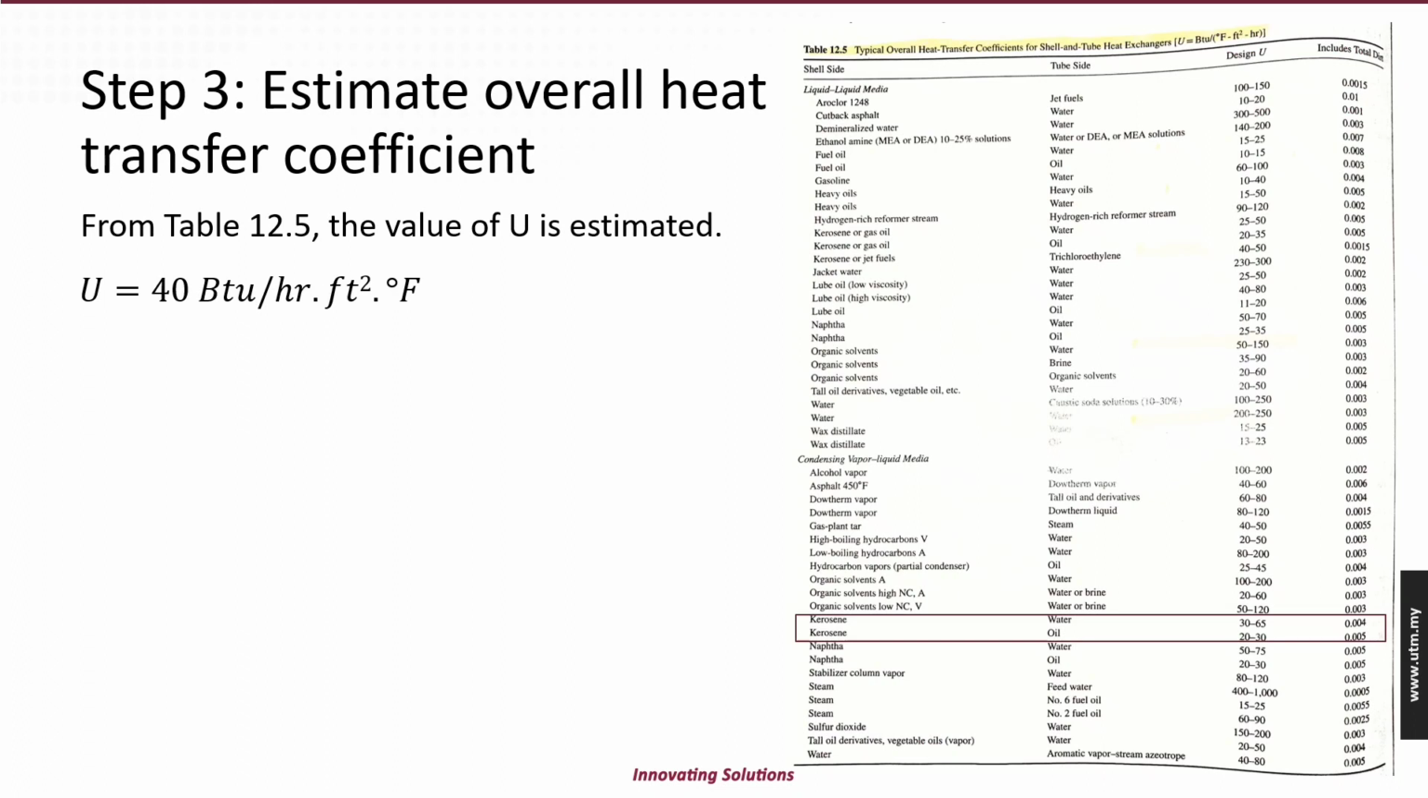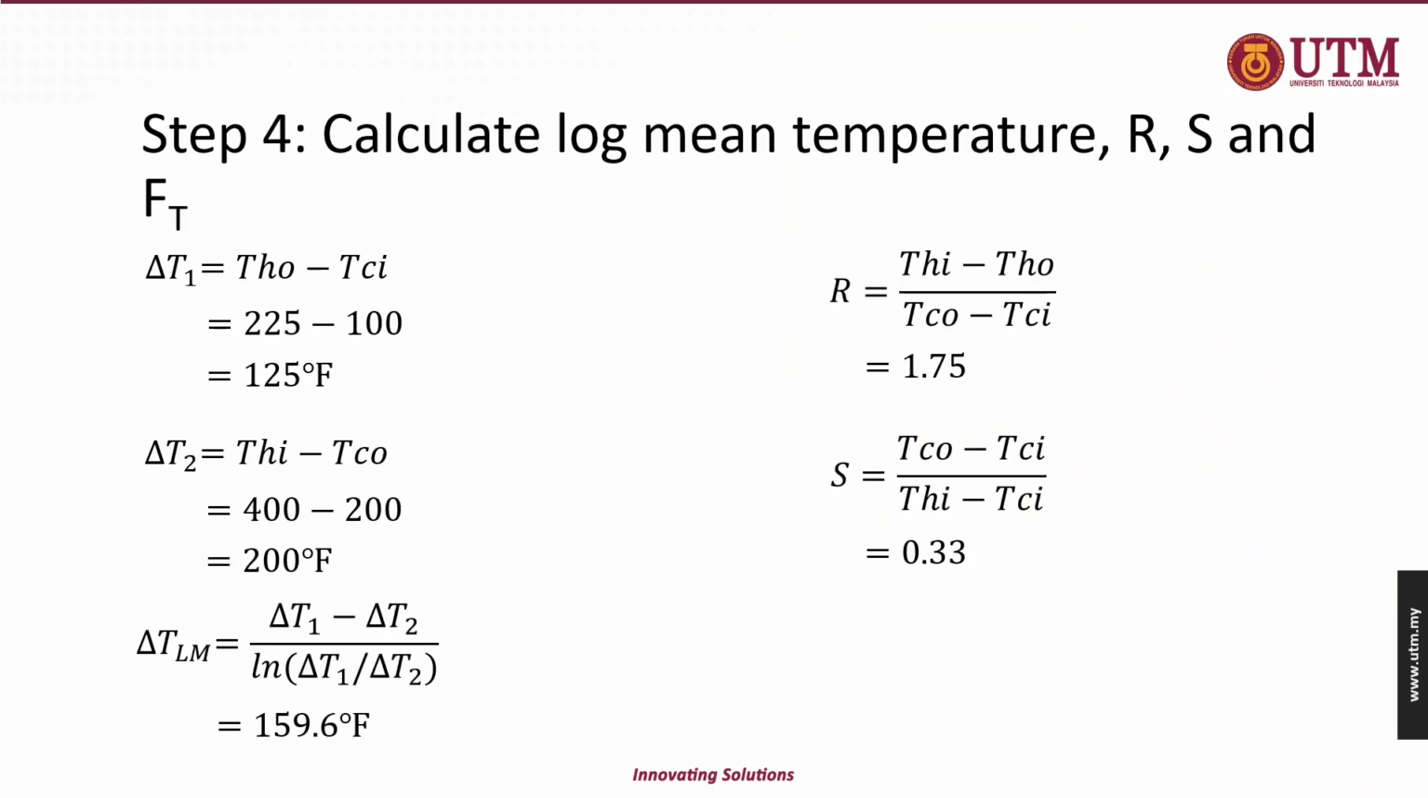In step 3, we estimate the overall heat transfer coefficient. The figure here shows Table 12.5 of overall heat transfer coefficient for shell and tube heat exchanger. The value of heat transfer coefficient for kerosene is 40 BTU per hour square foot Fahrenheit. For step 4, we calculate the log mean temperature, R, S, and Ft value. For log mean temperature, we need to find the values of delta T1 and delta T2 and insert them into the formula, and we get the value of 159.6 degrees Fahrenheit.